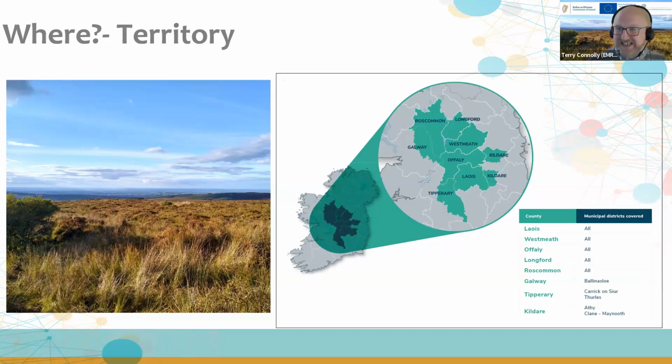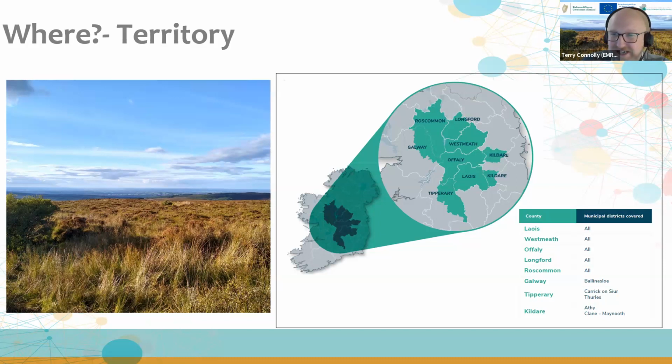But eventually this is the territory that was decided upon. So the four Midland counties are still there in their entirety, along with Roscommon. And then you have the municipal district of Ballinasloe in Galway, which takes up a good chunk of the east of the county. You have Carrick-on-Suir and Thurles in Tipperary, and then you have Athy and Clonmanute in Kildare, and this makes up the territory. So if you have a project within those boundaries, congratulations, you don't need to worry about this map anymore.